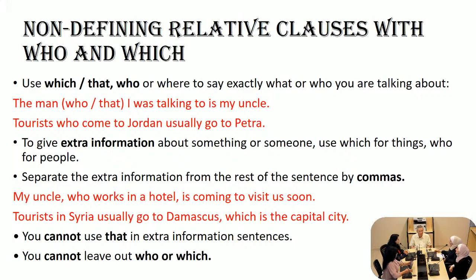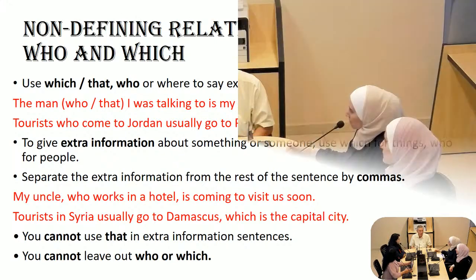Yes, that's it. We use which, that, who, or where to say exactly what or who you are talking about. For example, the man who or that I was talking to is my uncle. Here, of course, we use who because the man is a person. Tourists who come to Jordan usually go to Petra. Also, we can use that and who with defining relative clauses.